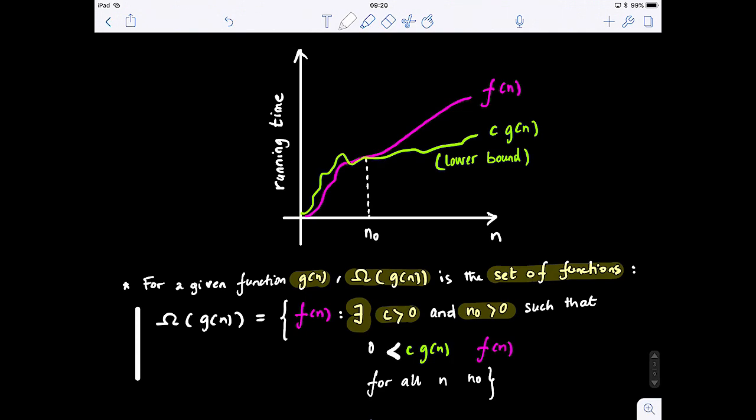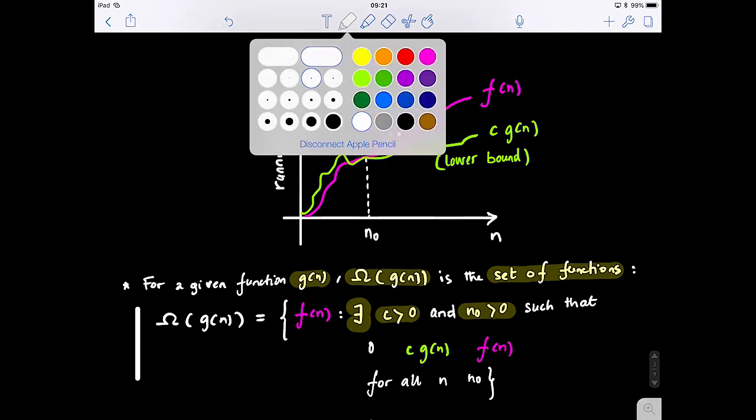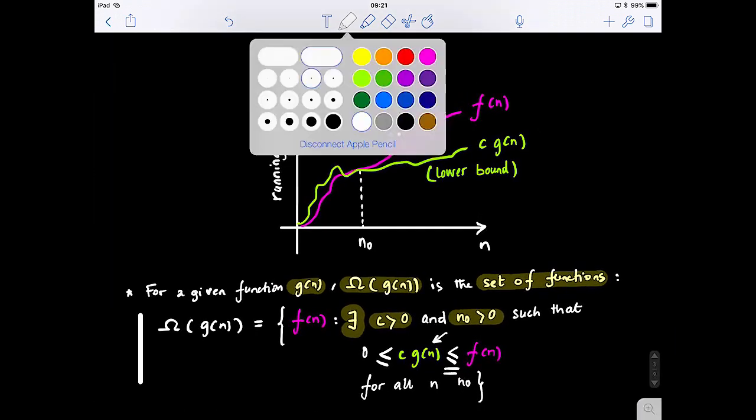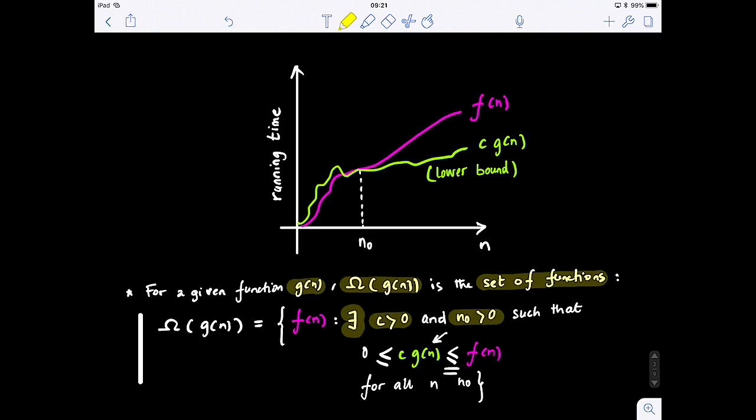we have, okay, let me change. So we have basically c times g of n is positive, and here we have less or equal to f of n. Okay, so this is actually what we call the lower bound. What does it mean? If you look at the graph, for the upper bound, for the big O, it's on top. For the omega, it's below it, right? So this is what we call the lower bound of f of n.